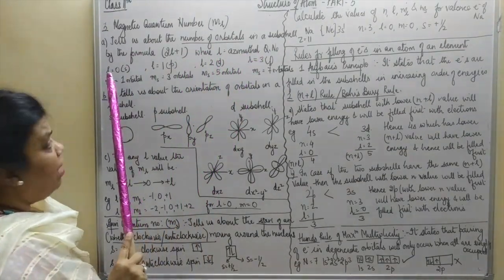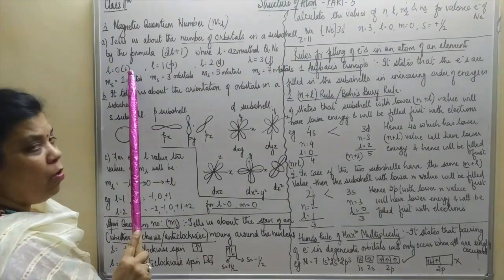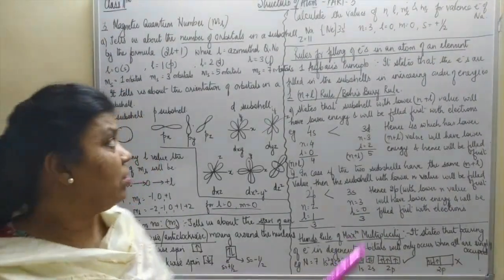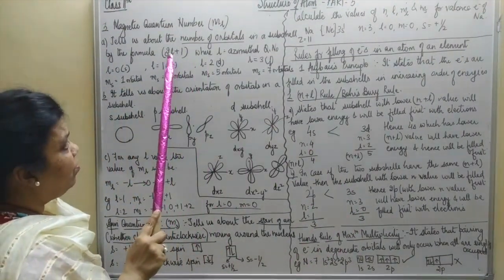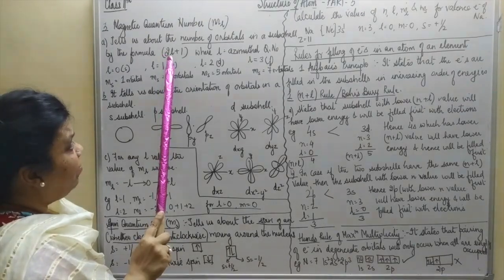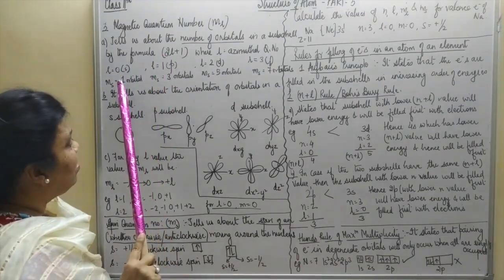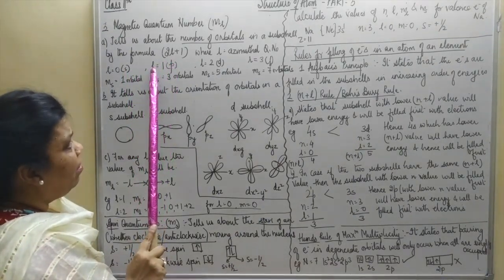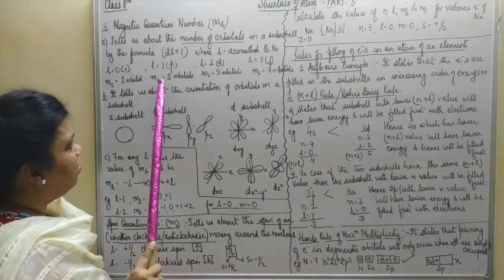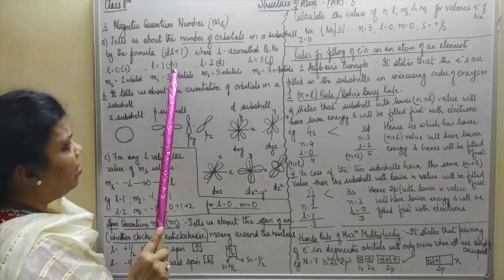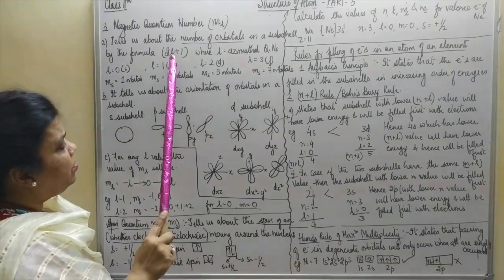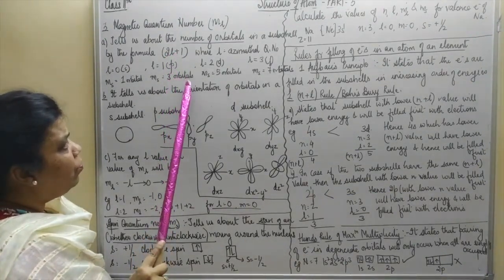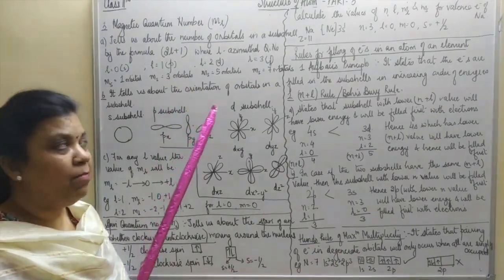For example, if L is 0, that means we are talking of the S subshell, and we all know that S subshell contains 1 orbital. So, let us substitute L equals 0 here, and we will get the value 1. That means there is 1 orbital present in the S subshell. In the same manner, for L equals 1, let us see how many orbitals there are in the P subshell. Substitute L equals 1: 2 times 1 plus 1, that is 3, and we know that 3 orbitals are present in the P subshell.